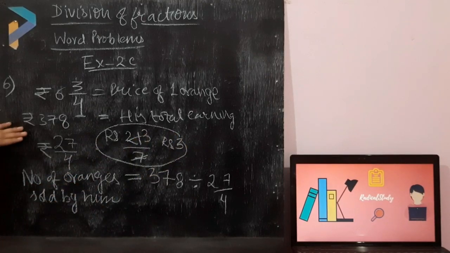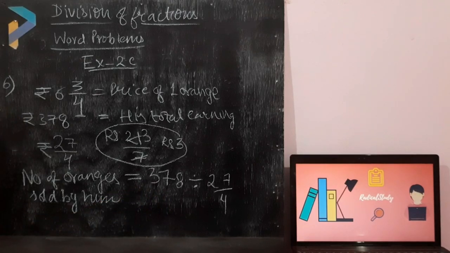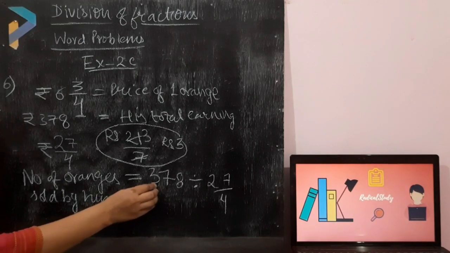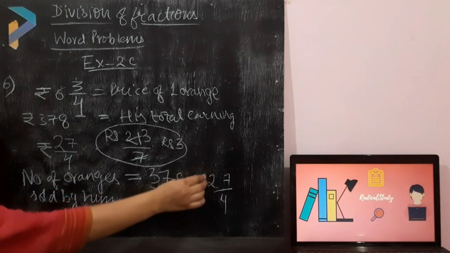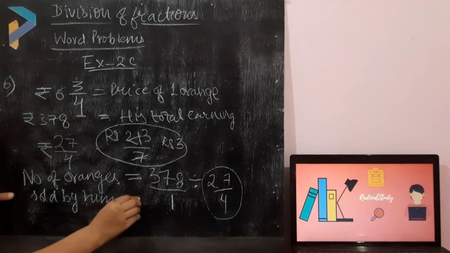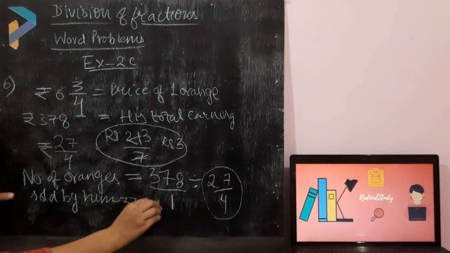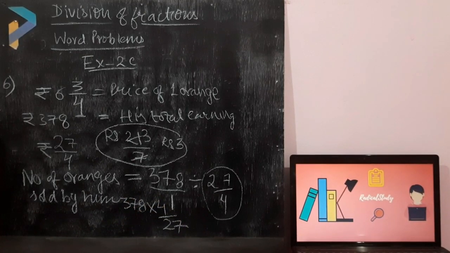आपको बता दिया गया है कि ये जो प्राइस है कुछ ऑरेंजेस को सेल करने के बाद मिला है. सो हाउ मेनी ऑरेंजेस वर सोल्ड? सो वी हैव टू फाइंड आउट. सो वी हैव टू डिवाइड ओवर हेयर. नाउ एज आई टोल्ड यू, फर्स्ट फ्रैक्शन रिमेन्स अनचेंज, तो इस पर कोई इफेक्ट नहीं पड़ेगा. द सेकेंड वन विल बी, I will take the reciprocal of this. So it will become like this: 378 multiplied by 4/27.